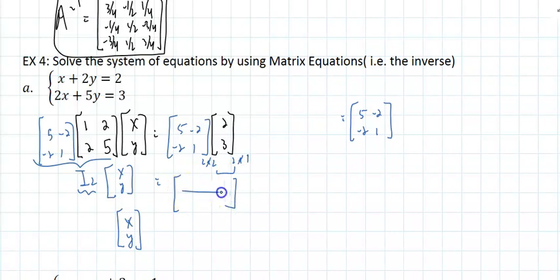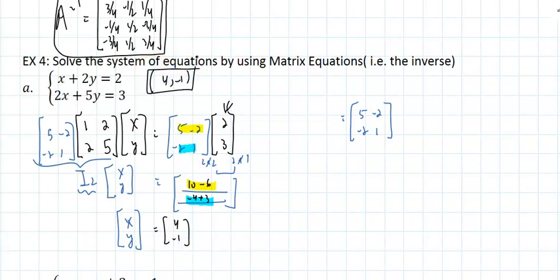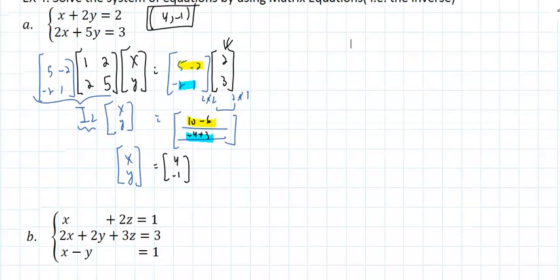So you have to multiply this. And that would be, to generate the first row, use the first row. Well, 5 times 2 is 10 minus 6. And to generate the second row, use the second row, negative 4 plus 3. And that would be a 4, negative 1. So the solution to this problem is 4, negative 1. There it is. That's all you have to show me. You don't have to do any additional work.